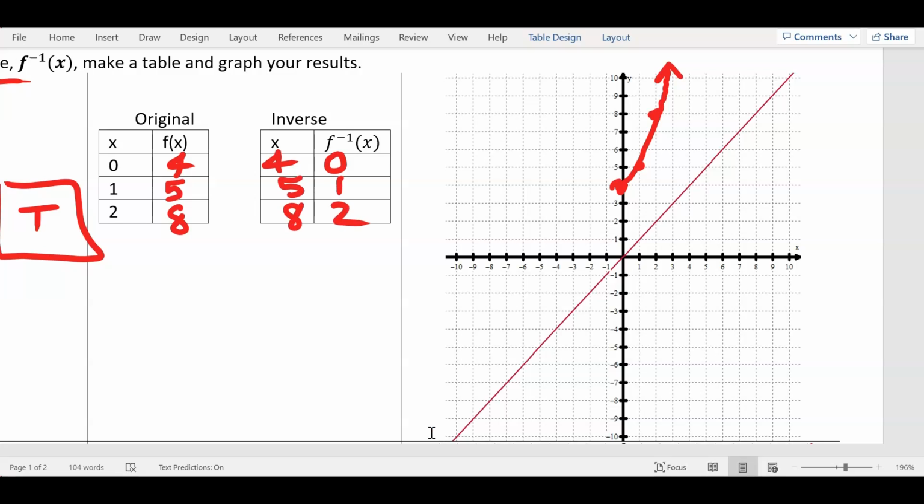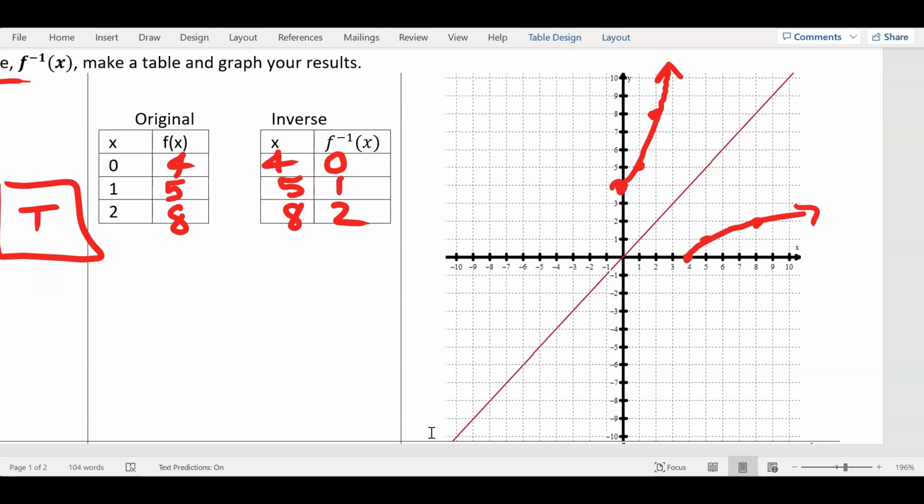This is where some of y'all goofed up on assignments and quizzes. You got to actually graph the new points. Okay. 4, 0. Put a point. 5, 1. Put a point. 8, 2. Put a point. Now, again, it's not a straight line. It's a curve. It's going to curve like this.